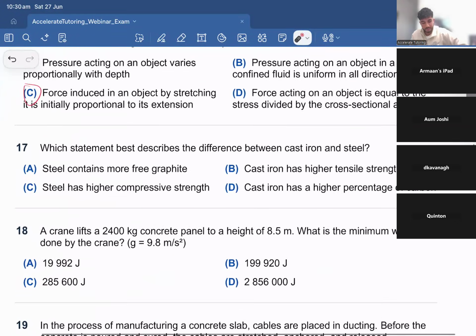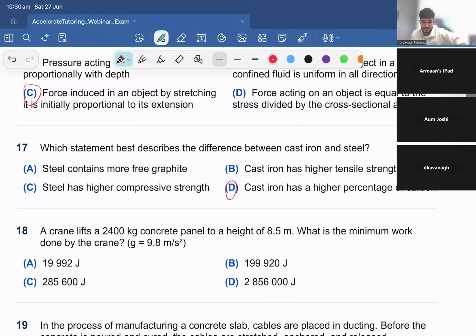Wonderful. Question 17. Which statement best describes the difference between cast iron and steel? This is quite similar to that previous question about the bridges. What would our answer be for this? D. Excellent. Cast iron has a higher percentage of carbon. Cast iron is also flaky. It's also brittle. That comes from the fact that it has a higher carbon percentage. Steel obviously has less. That's why it's also better in tensile resistance.